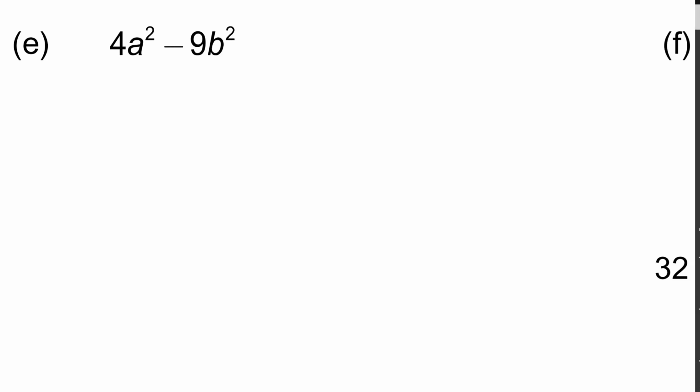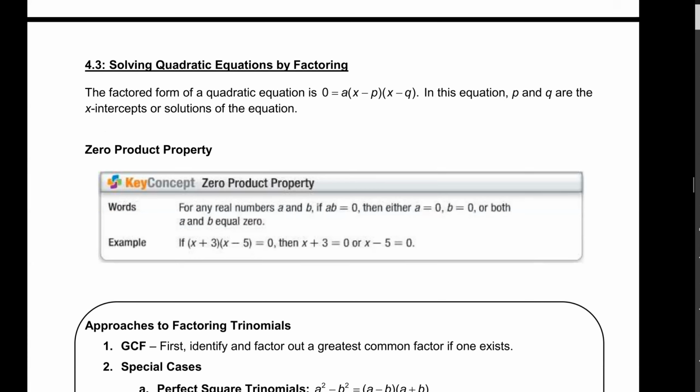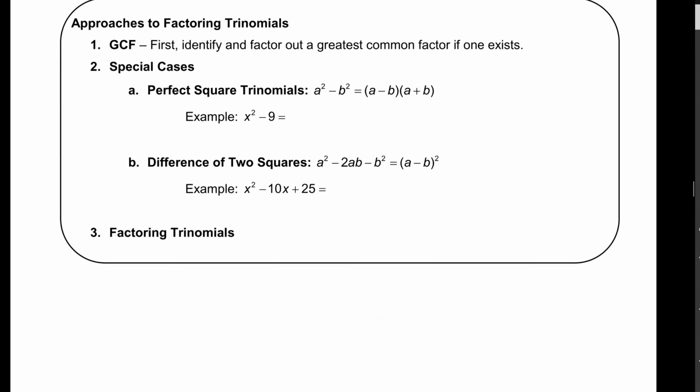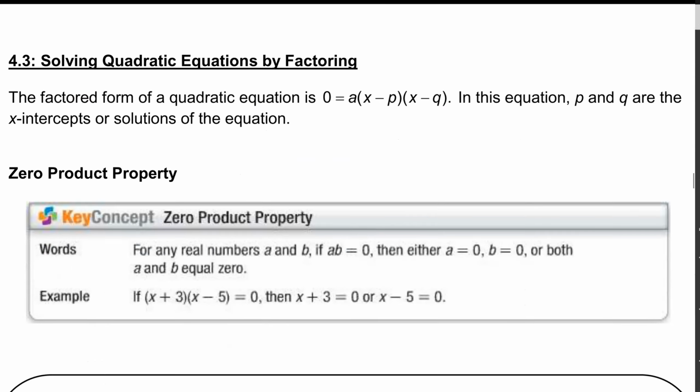Literally this is the list I'm going through, on page 21. This is what I'm going through every single time. Is it a greatest common factor? Is it a special case? Can I factor it? This is what I go through verbally every time with you. It's page 21. Star it.